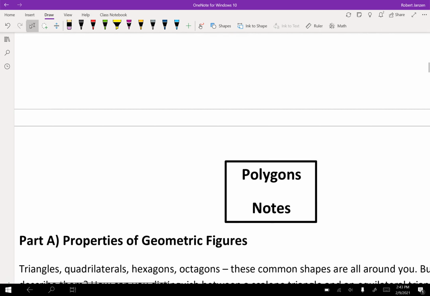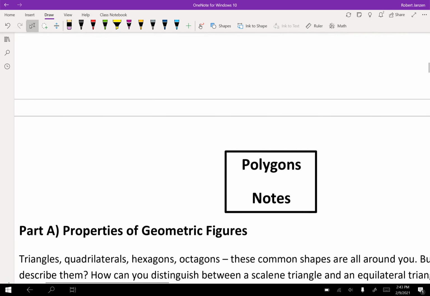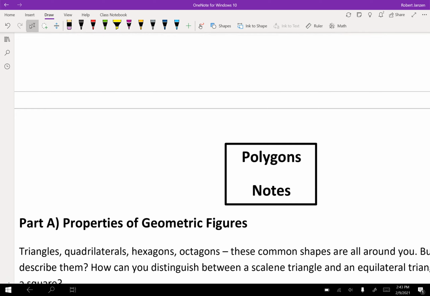All right, that's the end of this quick lesson. So I'm going to end it, and then we'll start our first lesson on polygons.